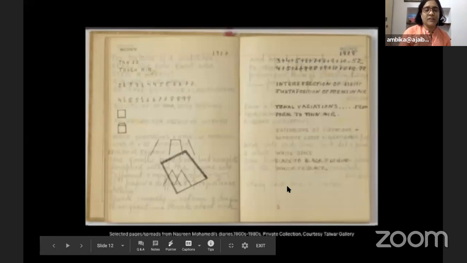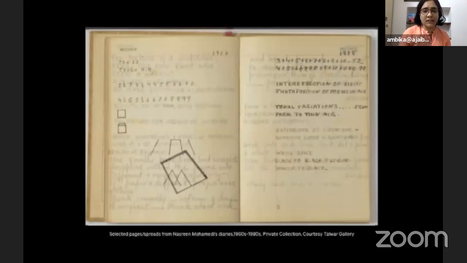Some of us, obviously, because we are from the design community, sometimes shy away from mathematics and the ideas of calculating. Of course, that's been very evident through Ikat, that that's so essential to the way they work. This is a notebook of Nasreen Mohammadi, a well-known artist who also did a lot of computational work, of course, at that time in her diary.